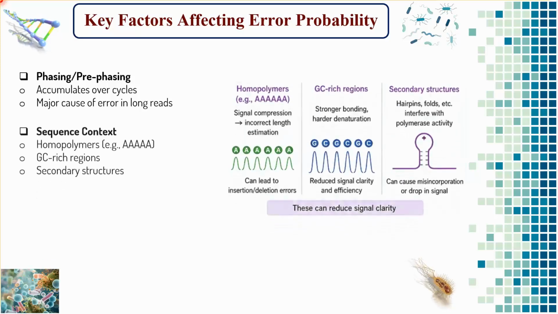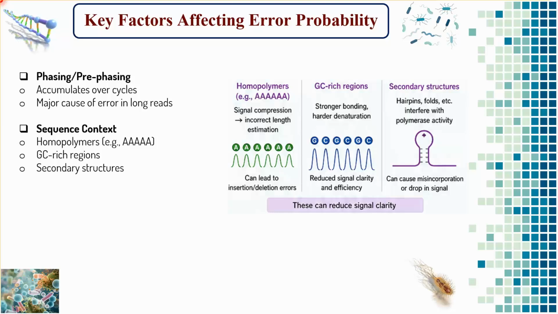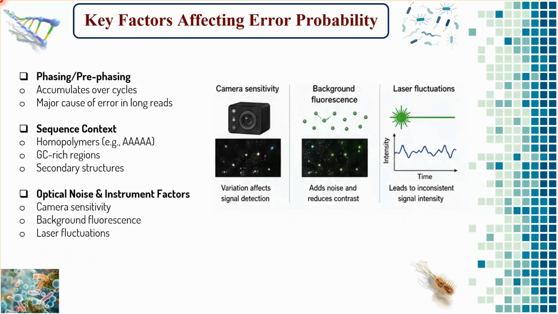Fifth, sequence context. Certain types of sequences are more difficult to sequence accurately. For example, homopolymers, GC-rich regions, and regions forming secondary structures. This can reduce signal clarity and increase the probability of error. Sixth, optical noise and instrument factors. This includes camera sensitivity, background fluorescence, and laser fluctuations. All of these can introduce noise into the signal detection process.